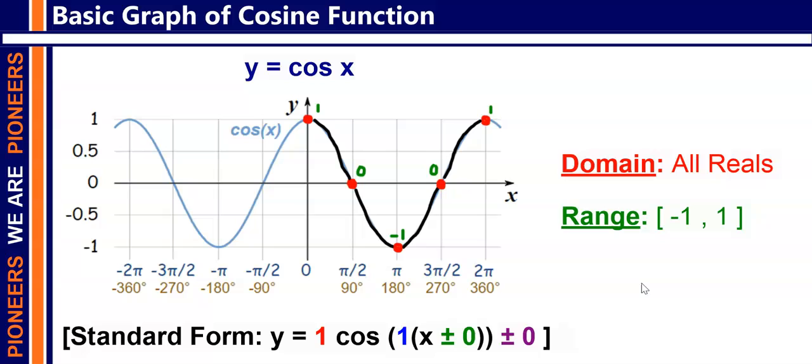Cosine is no different except for where it starts in the graph, so it makes a different shape if you do one complete cycle. Standard form is at the bottom, and the domain and range are pretty much identical for the basic cosine function as compared to the basic sine function. So domain is all reals, and range again is from lowest to highest.